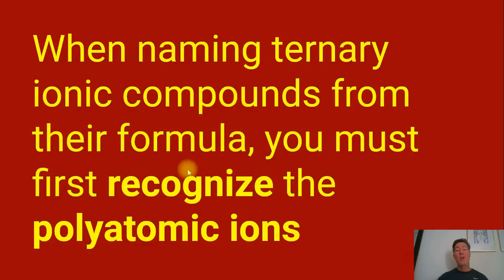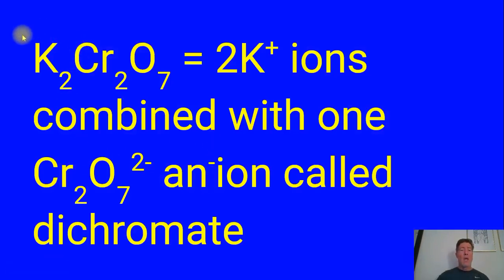Okay. When naming ternary ionic compounds from the formula, you must recognize the polyatomic ions, or you will have chaos. So look at this one here. First you should say, well, this has how many different kinds of atoms? 1, 2, 3. So this is a ternary compound. And remember, ternary compounds usually have a polyatomic attached. So this is our metal, which is what we'd expect with any kind of ionic compound, a metal plus something else. We should recognize this as 2 potassium ions combined with 1 polyatomic anion called dichromate. So don't break this down into something else. This is a freestanding separate unit called dichromate. So what would this be called? Potassium dichromate.